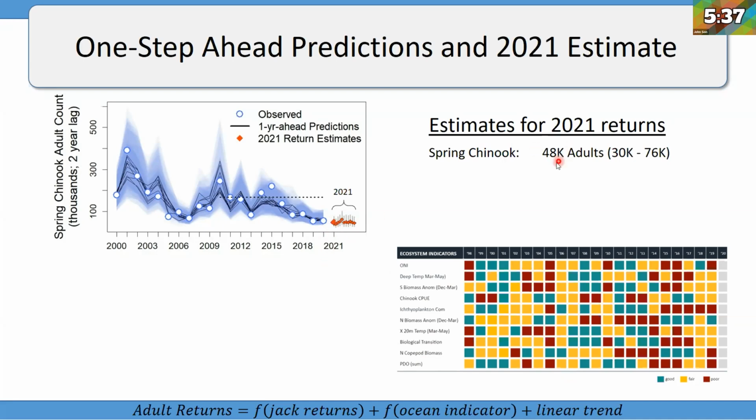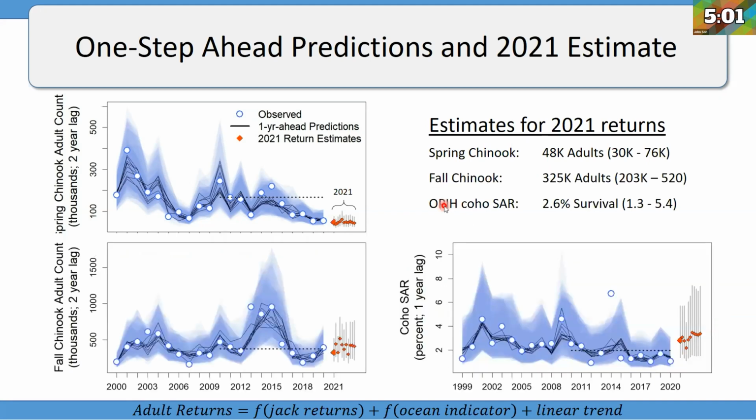So the forecast for this year was 48,000 adult Chinook coming back to Bonneville Dam. And we still have, I don't know, 2.5 weeks left of the season. Right now, I think that the adult count is at about 37,000. So the final count might be a little bit above 48, but it's certainly not going to be above 76, which, if you look at these prediction intervals, they're pretty small compared to the variability we've seen over the past 20 years. So these models are doing really well.